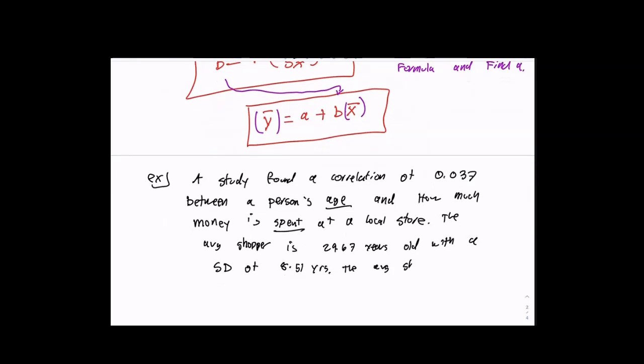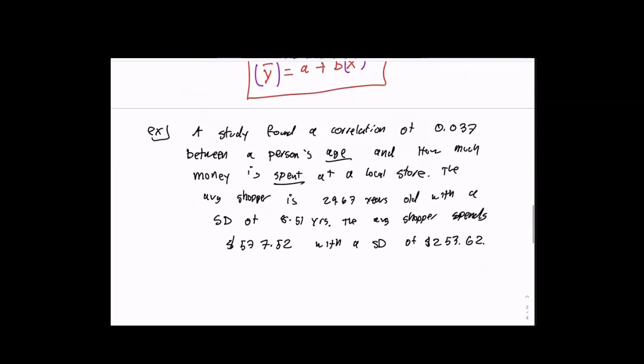The average shopper spends $572.52 with a standard deviation of $253.62. So in this problem, I've actually also given you the mean and standard deviation.